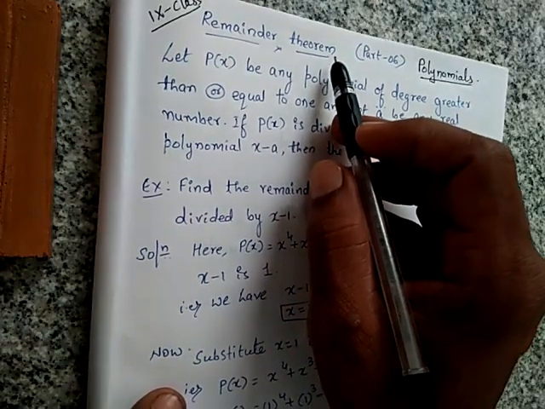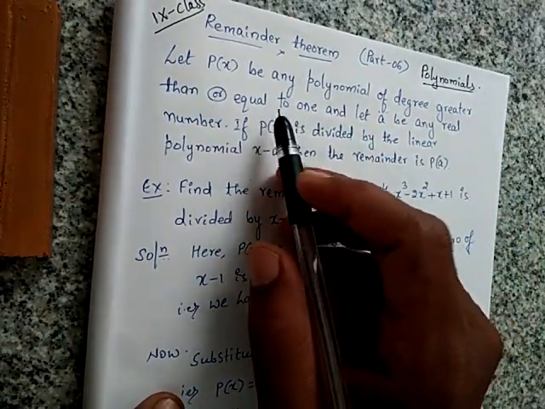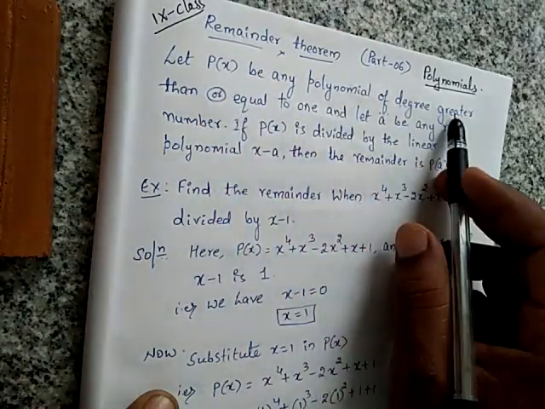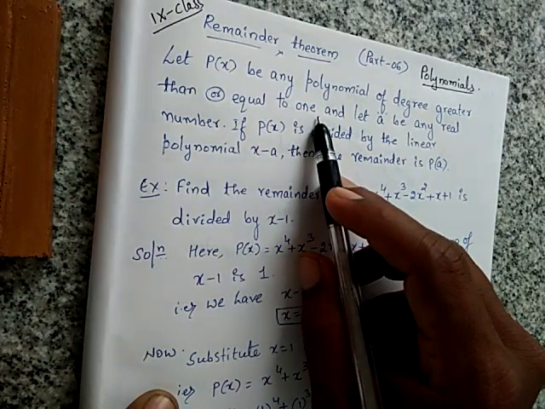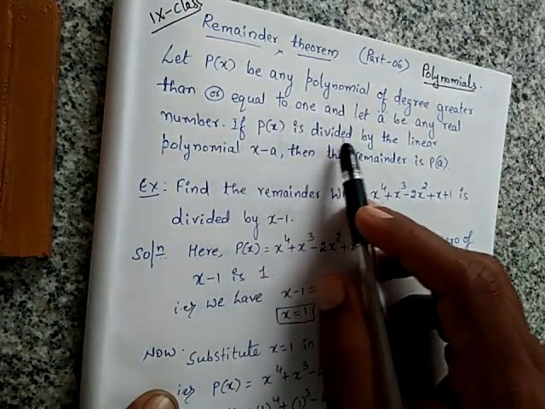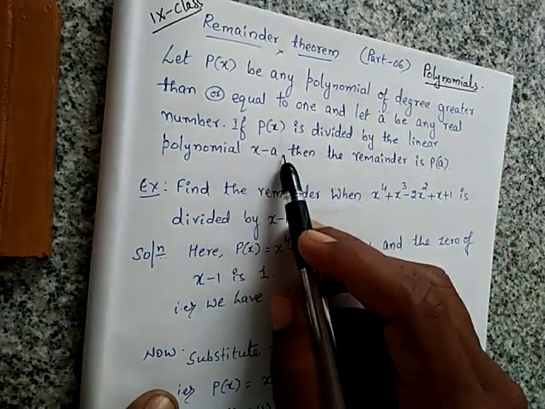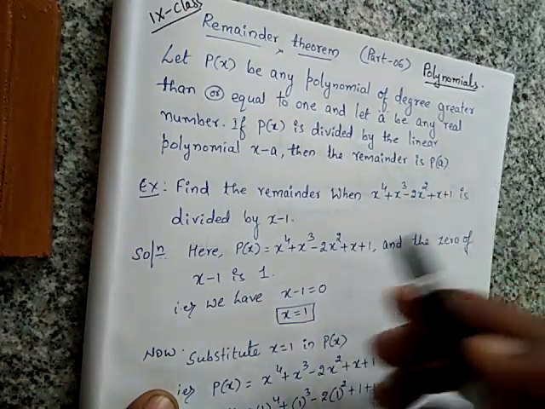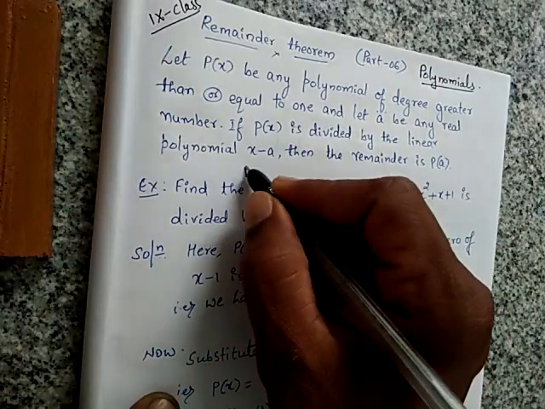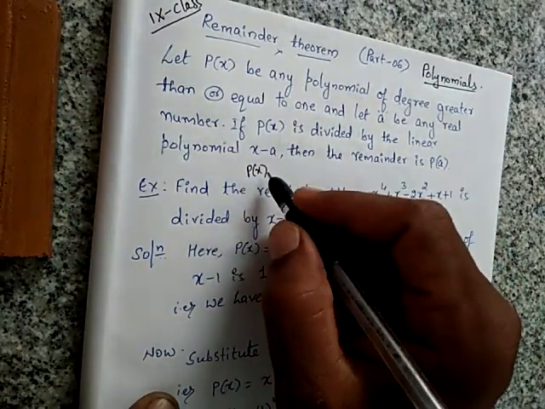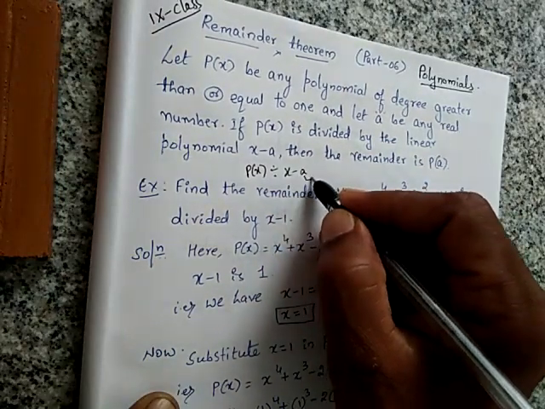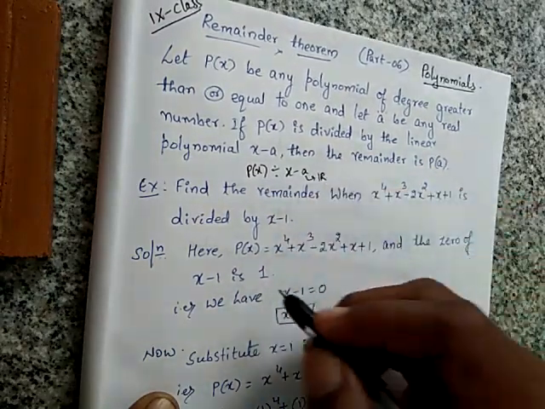Okay, so we will have the statement of the remainder theorem here. Let p of x be any polynomial of degree greater than or equal to 1 and let a be a real number. If p of x is divided by the linear polynomial x minus a, then the remainder is p of a. Correct? So one polynomial is given, p of x, and it is going to be divided by the linear polynomial x minus a, and a is nothing but a real number.